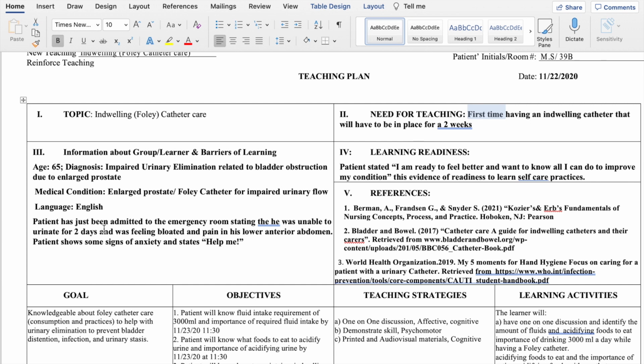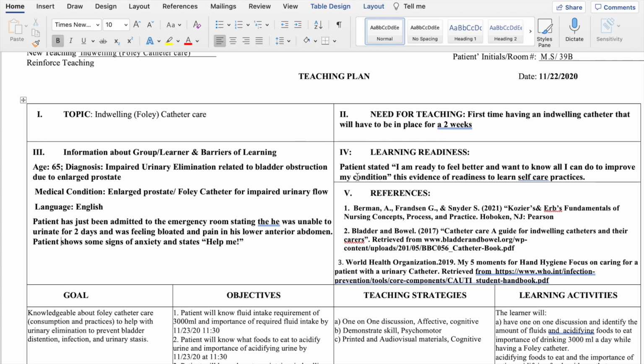So I put patient has just been admitted to the emergency room stating that he was unable to urinate for 2 days and was feeling bloated and pain in his lower anterior abdomen. Patient shows some signs of anxiety and states, "Help me." So I know on my most recent teaching plan, some feedback I got was that in this session, you should include specifically what different barriers the patient may have. Like if they are very fatigued and you have to teach at certain times of the day, or if they have a hearing deficit or they're blind, or different stuff like that. So anything that would be a barrier for learning.